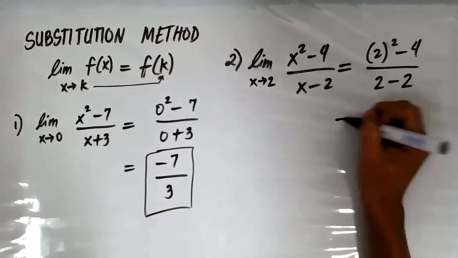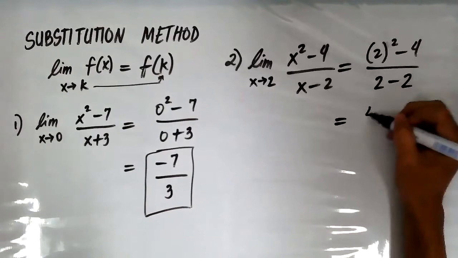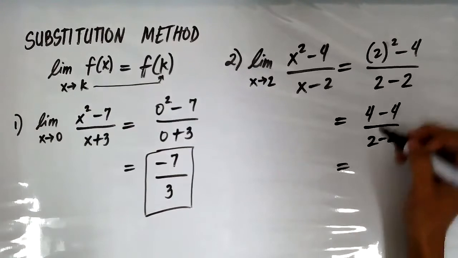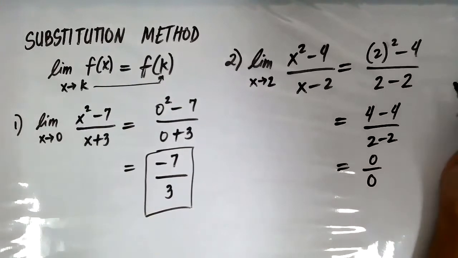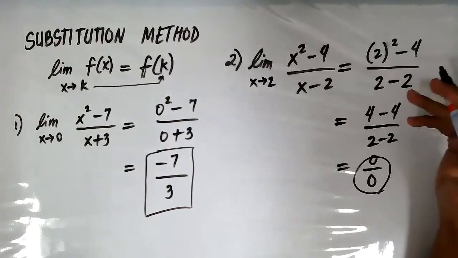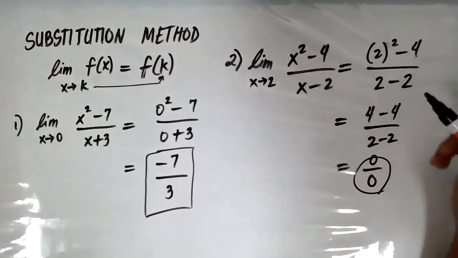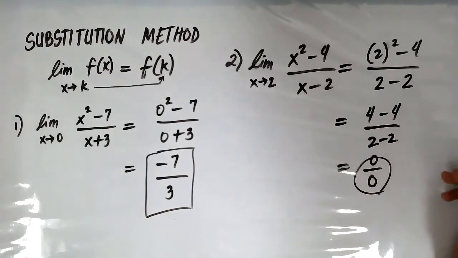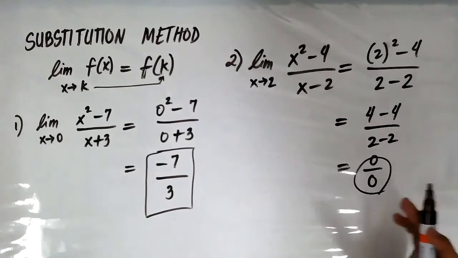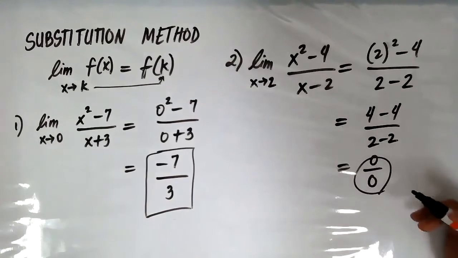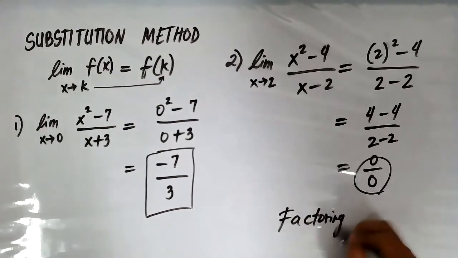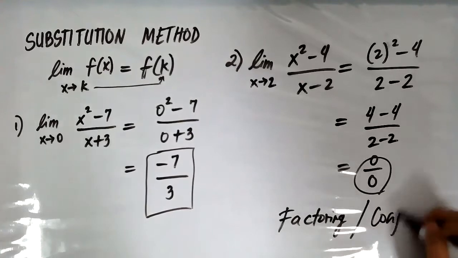As you can see, if we simplify this, this will become the square of 2, which is 4, minus 4 and 2 minus 2. If you simplify this, you will have an answer of 0 over 0, which is indeterminate form. There are some cases when after applying the substitution method, the answer would end up in the form 0 over 0, which is indeterminate. Now, there are two ways to evaluate the limit of these types of function. We can do the factoring method, or the conjugate method.